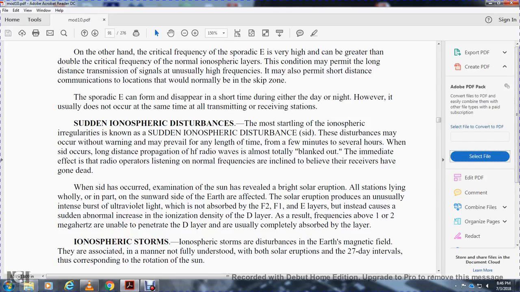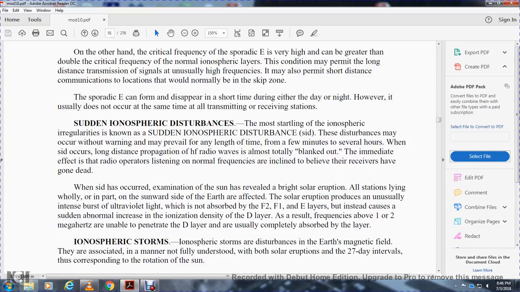Sudden ionospheric disturbance: the most startling of the ionospheric irregularities, a sudden ionospheric disturbance may occur without warning and may prevail for any length of time, from a few minutes to several hours. When it occurs, long-distance high frequency propagation is almost totally blanked out, immediately affecting radio operation. Operators are inclined to believe the receiver has gone dead.